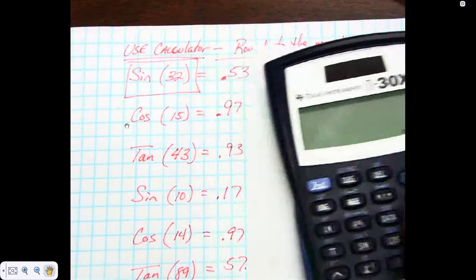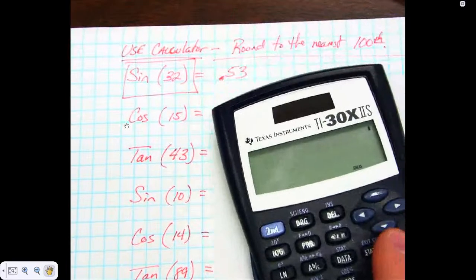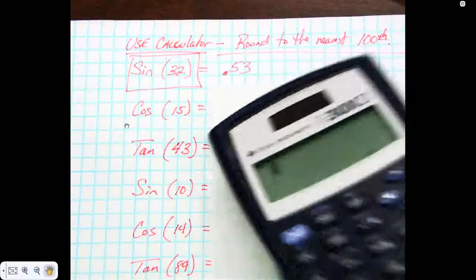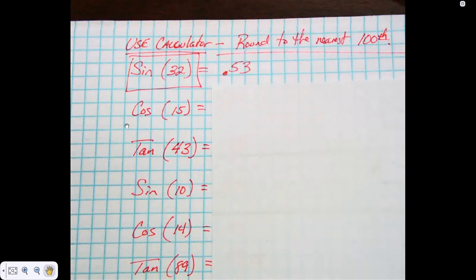So, quickly do all these. 0.53. You guys quickly do all those. See what you get. And then we'll check them on our notes. Just do them on your own calculator, so we can make sure everybody knows how to do that right, and I can answer any questions you might have.